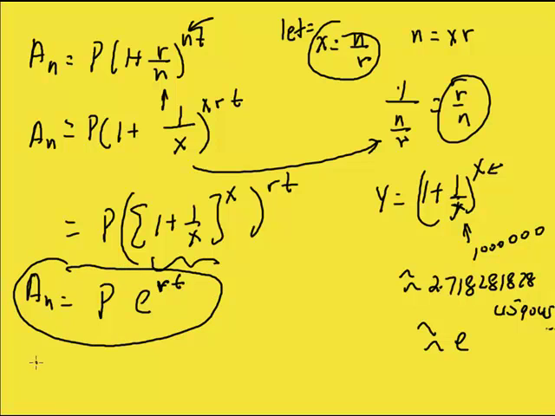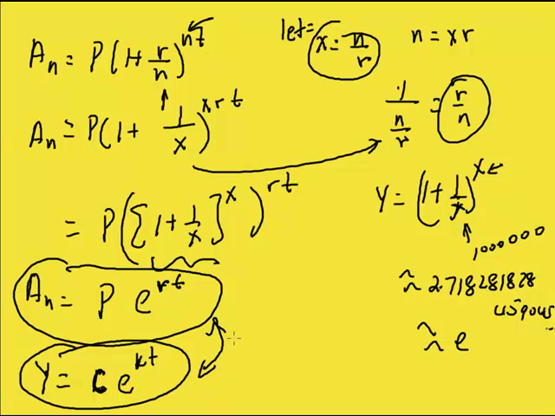In calculus, we usually write this as y equals C, for a constant, times E to the KT. These two formulas are the same thing. You can write it like this or this. Alright, so that brings us to actually doing a problem.